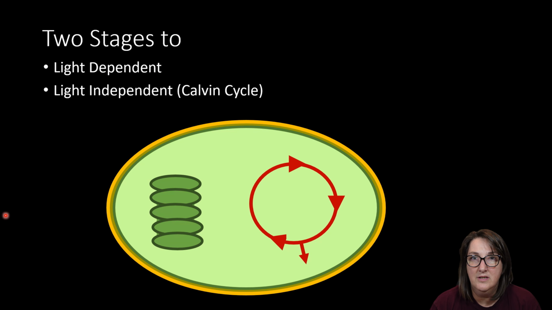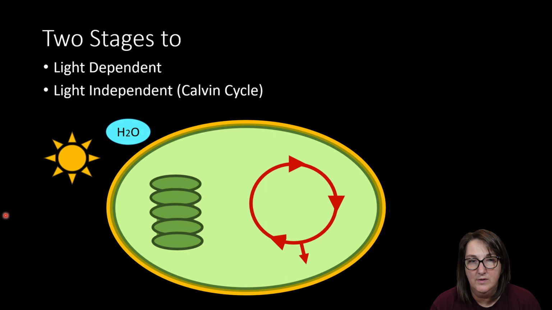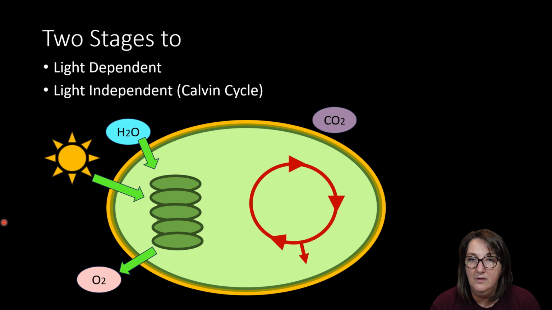So there are two stages to photosynthesis. We have a light dependent, I need light, and a light independent. I'm not necessarily needing light for that process to work. So with light dependent, I'm going to have sunlight and water come in. And out of that, I'm going to have oxygen gas. Over here, carbon dioxide is going to come in. And out of that, I'm going to get sugar. So my products going in is sunlight and water. And over here, I have carbon dioxide going in. So I'm going to have oxygen gas out, and sugar is going to be in. These are going to be my outputs.